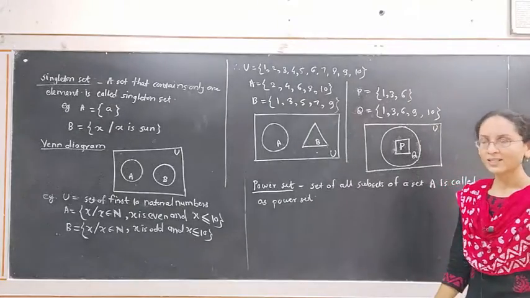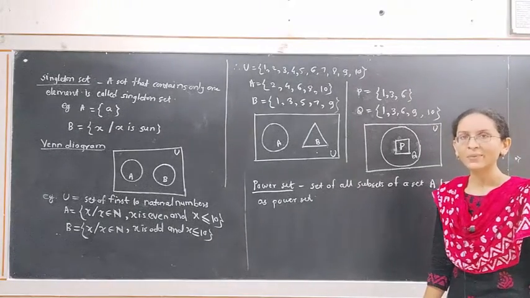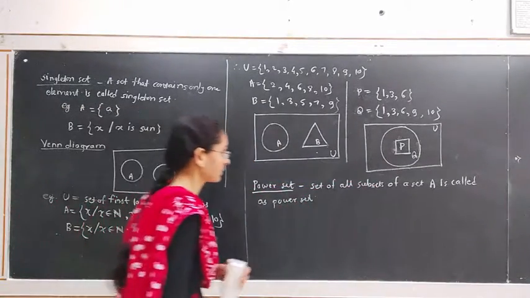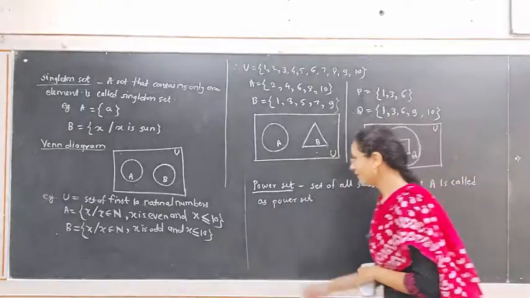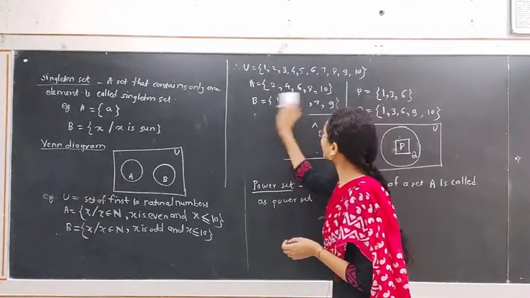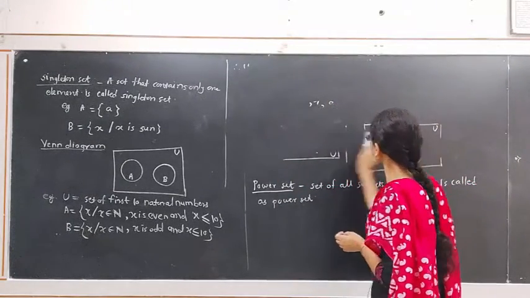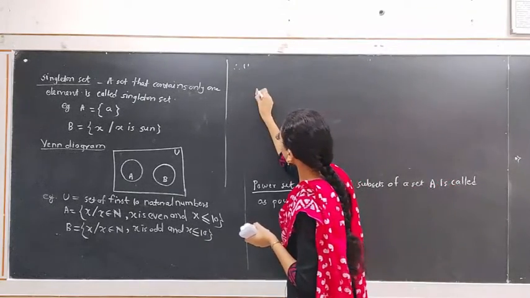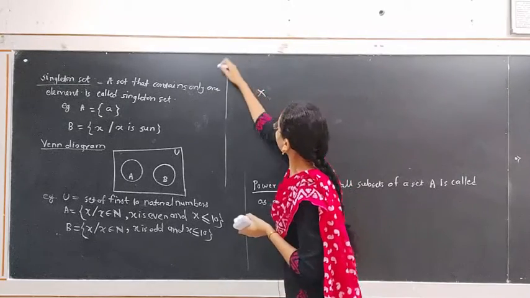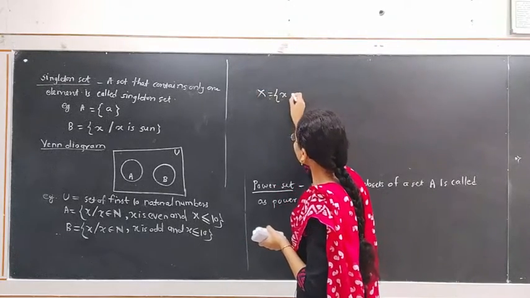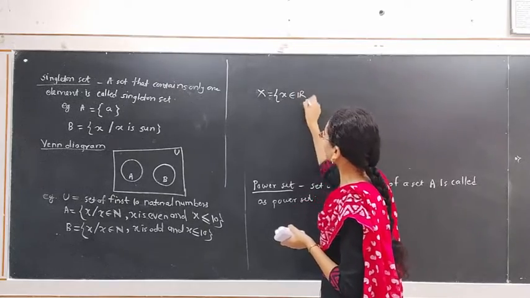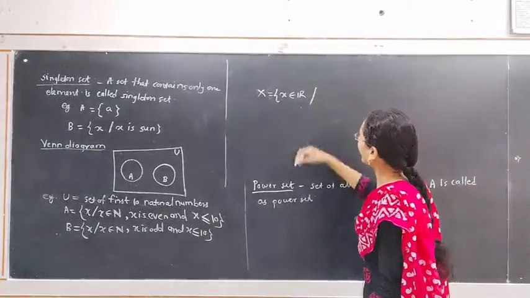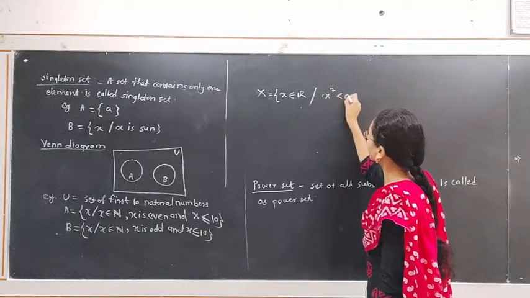Going to the example of power set, we will see what an empty set is. The set that contains no element. For example, if we write X is the set of all elements X belonging to real numbers, such that X square is negative.